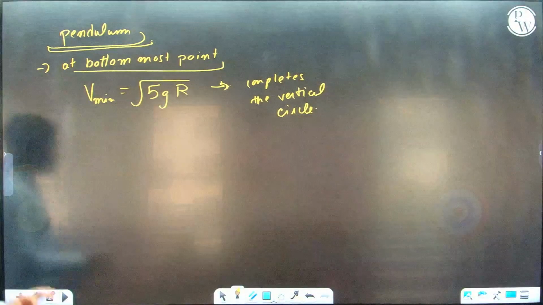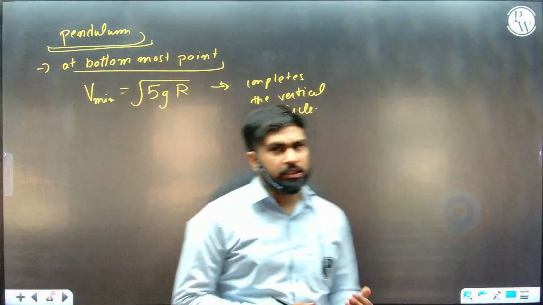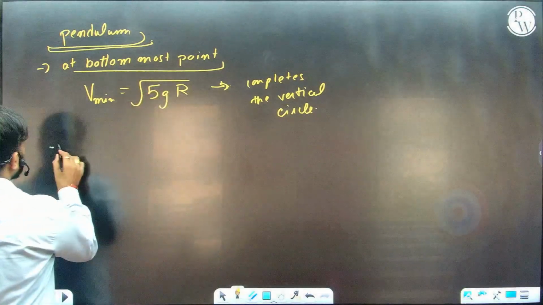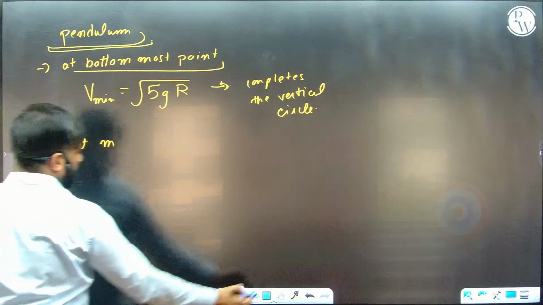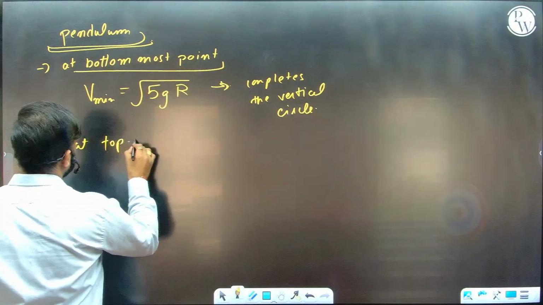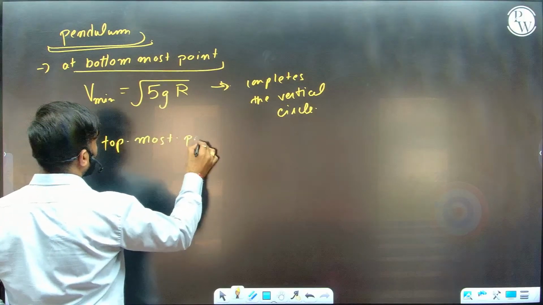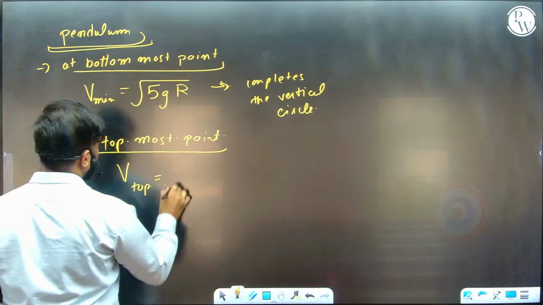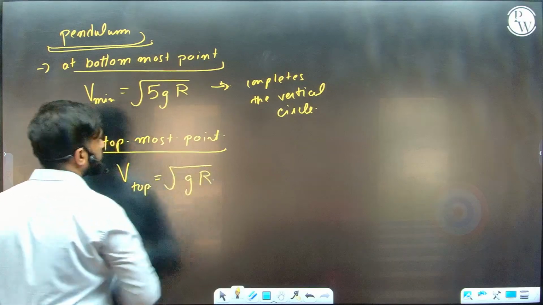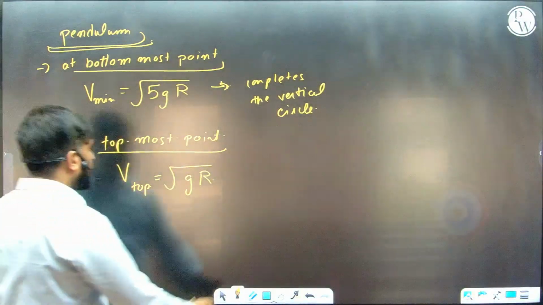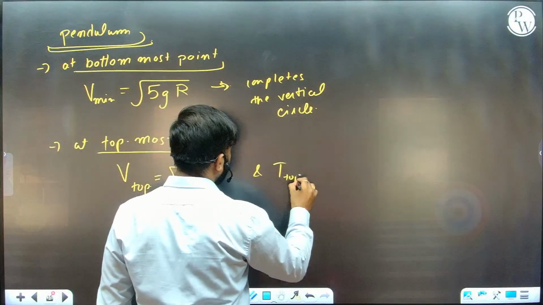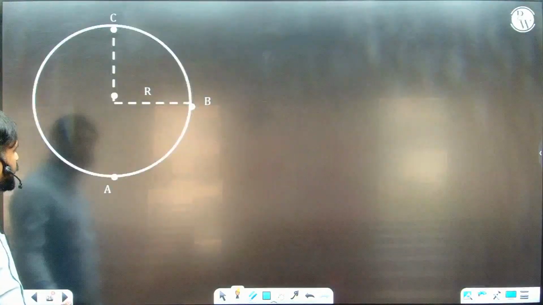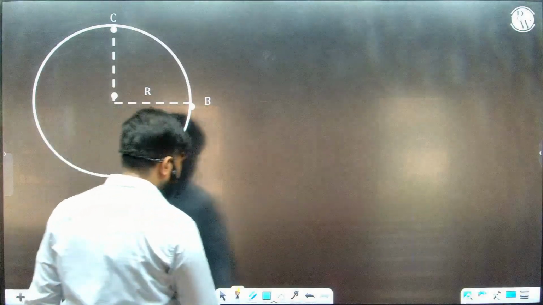Okay. If it completes the vertical circle, then at the topmost point the velocity doesn't become 0, the tension becomes 0, and the minimum velocity at the topmost point comes out to be under root gr. Okay. For the scenario where it completes the vertical circle, the tension is going to be 0. So this is the scenario of your vertical circular motion. Let's just quickly take an example and then we'll wind up the session.